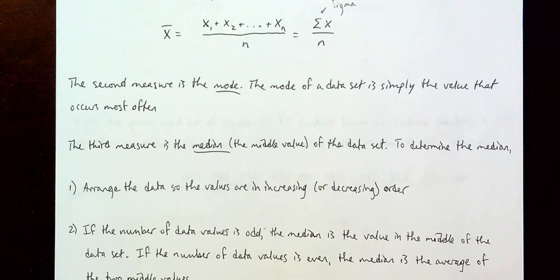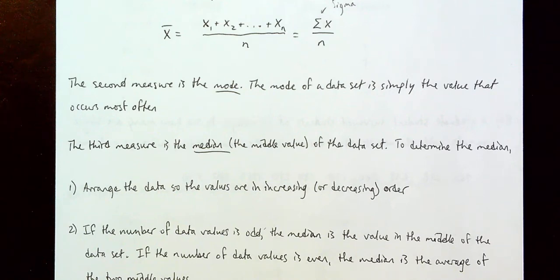The third measure is called the median. The median should be thought of as the middle value of the set of data. What the median does is take your data set and split it in half. Half of your pieces of data are less than the median, and half of your data points are greater than the median.